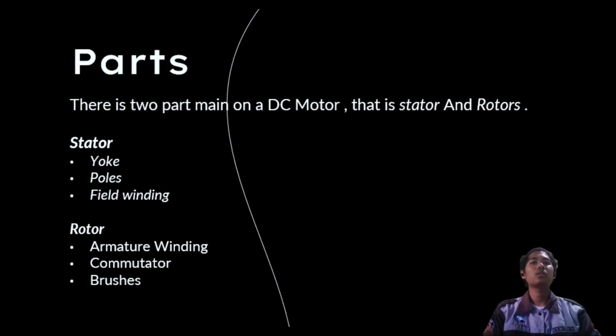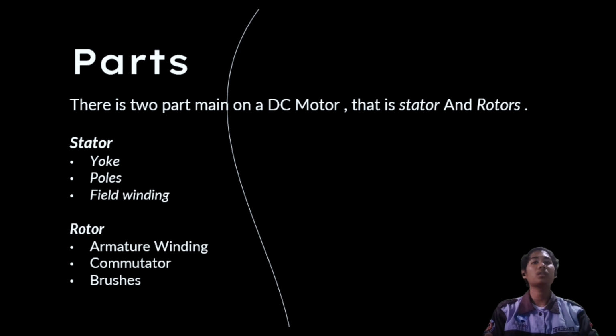Rotor. Rotor is the rotating part. This rotor part consists of the armature coil as the main part. This can be divided again into several components. The important one among them is the armature winding. Armature winding is used to produce a magnetic field on the rotor. We install the armature winding in the slots of the armature core.